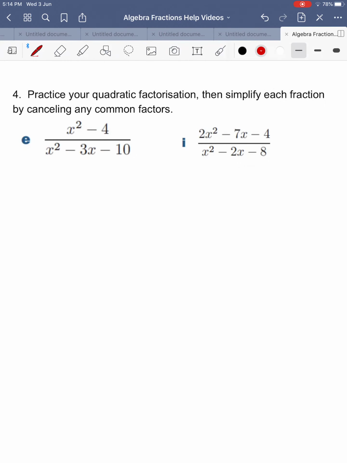Okay, so here's Algebra Fractions Part 4, and these are beauties. These allow you to practice your quadratic factorisation. Okay, so we're going to go for E first.